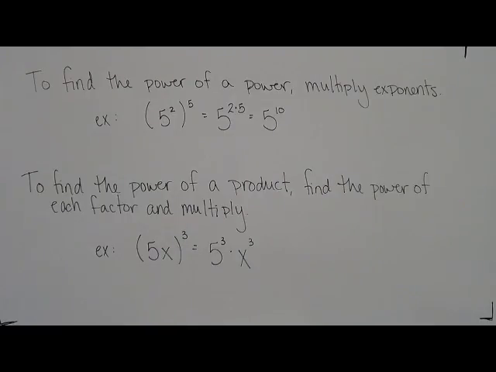So in a video a couple of videos ago, you saw where I said 5x cubed. The cubed simply went with the x because there were no parentheses. This time we have those parentheses, and so it distributes to both things.